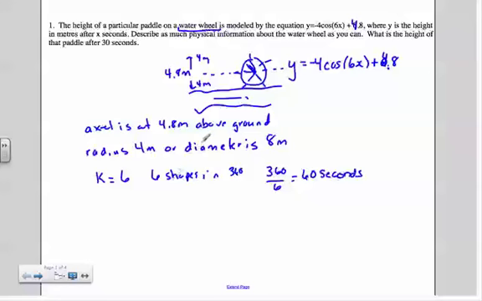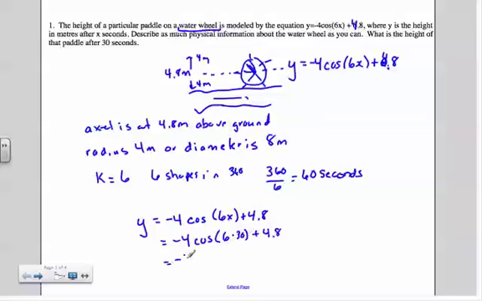Now when it says what is the height of that paddle after 30 seconds, I'm going to take my equation, -4 times the cos of 6x plus 4.8, and I'm going to put 30 for the x. And in between the 6 and the x is multiplication because they are touching. So I do the brackets first. So 6 times 30 is 180.